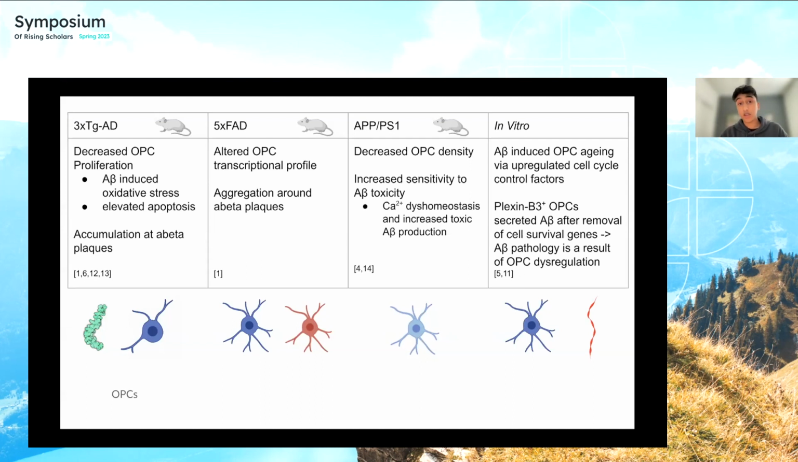In the 5xFAD model, there was an altered OPC transcriptional profile, which suggests that in a healthy brain compared to Alzheimer's, these OPCs are doing different things, which suggests that they're playing some part in this pathology.